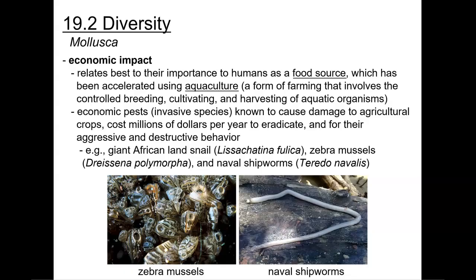Economic impact relates best to their importance to humans as a food source, which has been accelerated using aquaculture. It's a form of farming that involves the controlled breeding, cultivating, and harvesting of aquatic organisms. Economic pests, sometimes invasive species, are known to cause damage to agricultural crops, cost millions of dollars per year to eradicate, and are known for their aggressive and destructive behaviors. Examples of this would be the giant African land snail, zebra mussels, and naval shipworms.